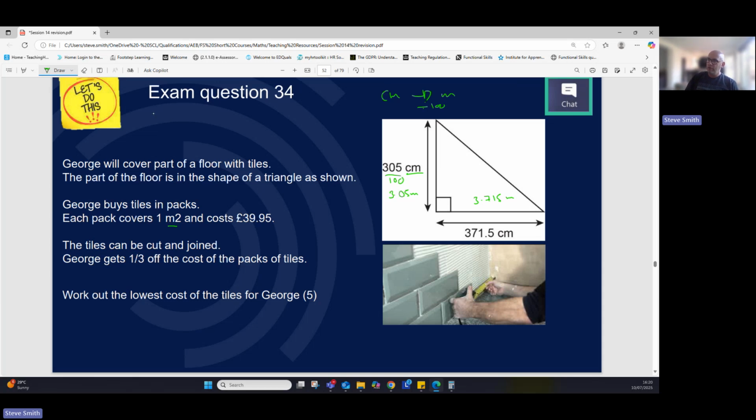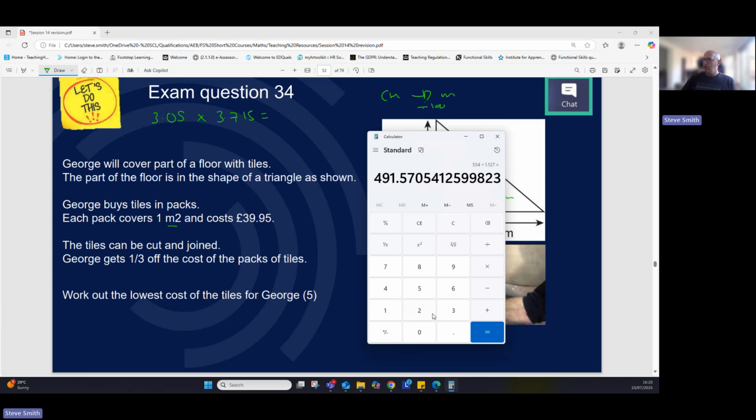We've got 3.05 length or width times by 3.715 equals the area in meters squared. Let's work that out. 3.05 times 3.715 equals 11.33075.